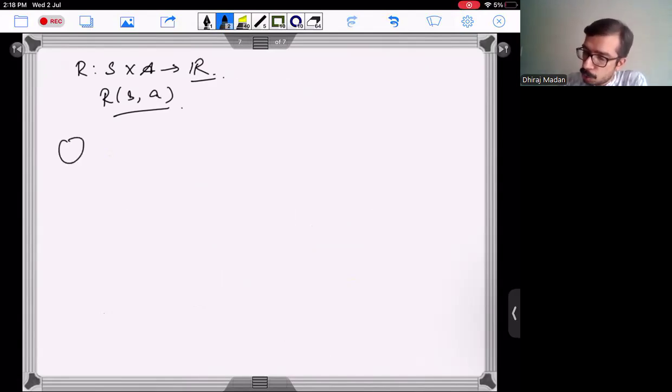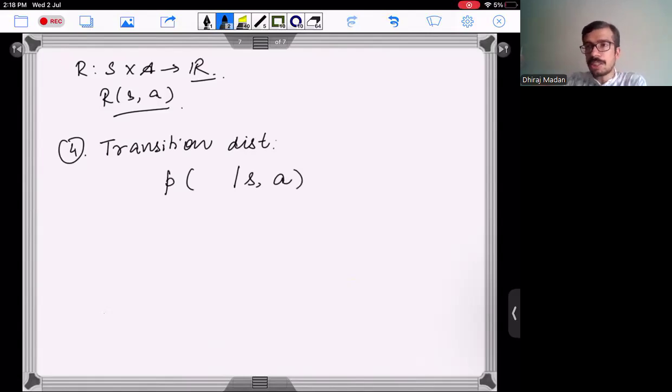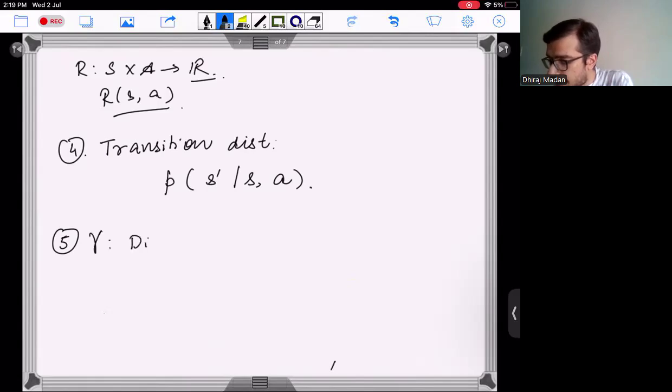And then there is a notion of a transition distribution, which is that if you are in a particular state, let's say S, and you take a particular action, what is the distribution over the next state which you might achieve? Right? So this is known as the transition distribution. And finally, you have a term which is called the discount factor, and I'll indicate it with the Greek letter gamma.